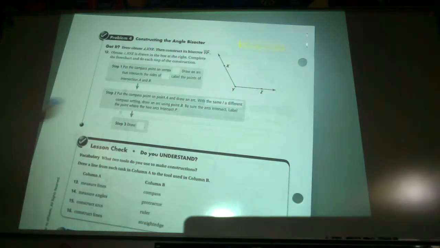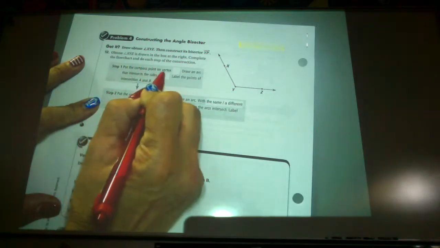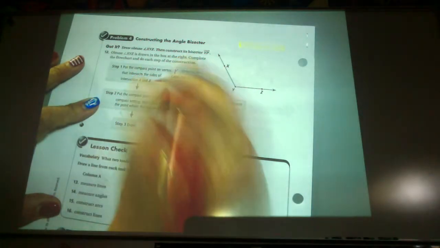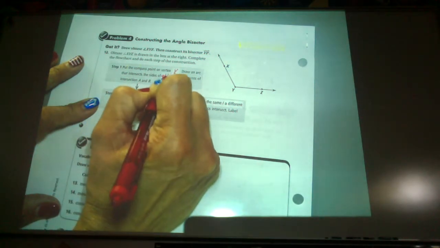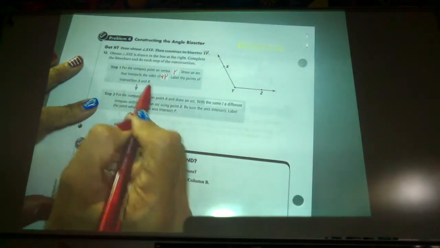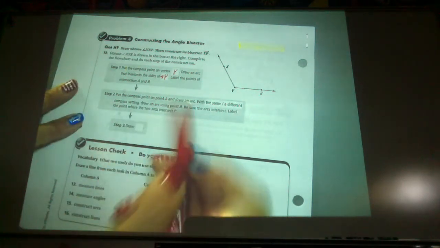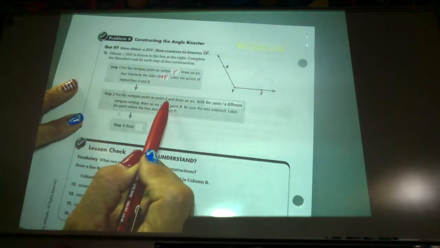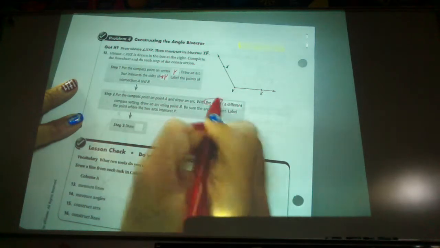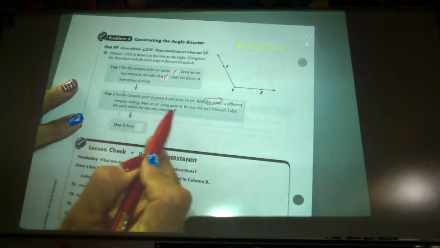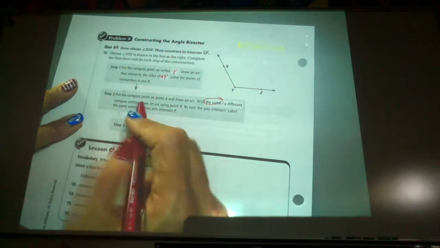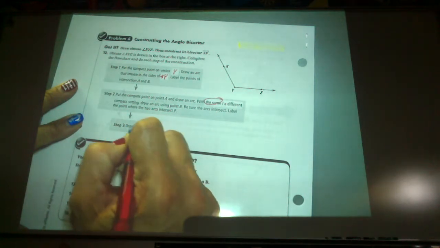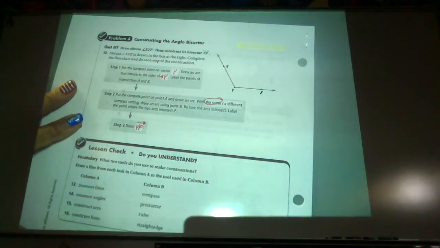So let's go over the directions. Put the compass point on vertex Y. Draw an arc that intersects the sides of angle Y and label the points of intersection A and B. So we'll do that in a minute. You're going to put the compass point on point A and draw an arc with the same compass setting. Draw an arc using point B. Be sure the arcs intersect and label the point where the 2 arcs intersect as P. And then you're going to draw ray YP because that is your angle bisector.